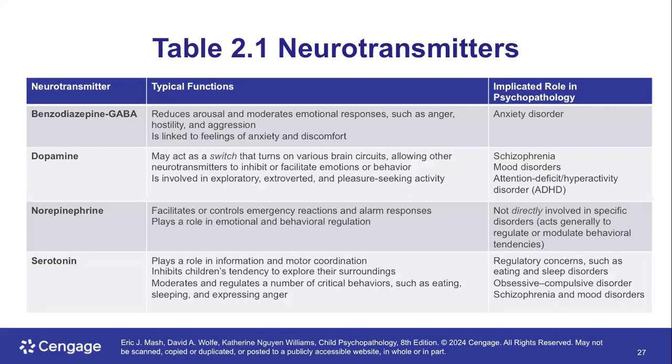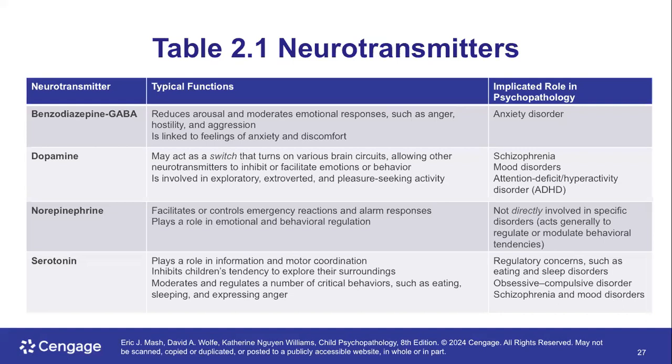So if we look at the 4 that we put on the previous slide, GABA is linked to anxiety disorders. Well, if you take a benzodiazepine, that's going to reduce anxiety. It's an anxiolytic. Dopamine is linked to pleasure-seeking activities, so it's linked to things like schizophrenia, ADHD, substance use disorders, and so forth.